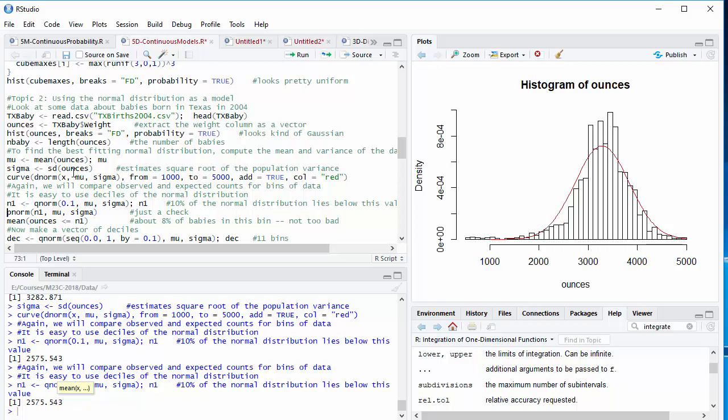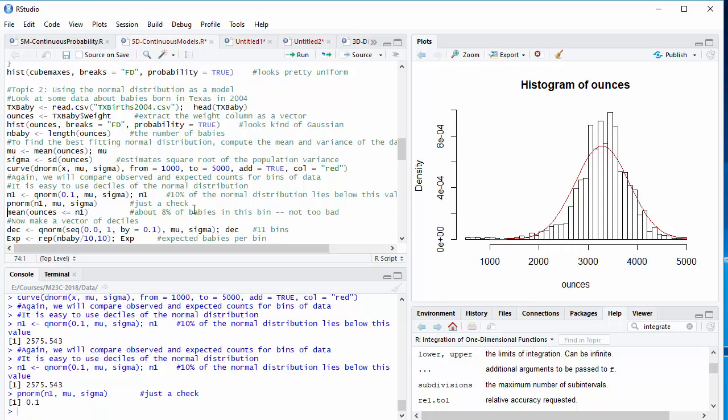I can check that by asking what is the probability that a normally distributed random variable with our mu and sigma is less than or equal to n1, this value, 25, 75, and we get back the answer. It's 10%.